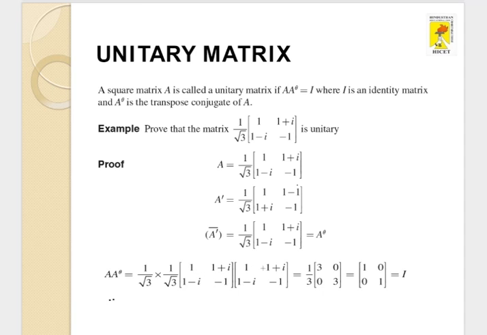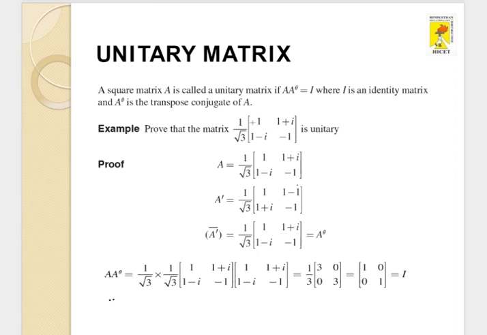When you multiply this, we will get 3 for the first one. When you multiply the next one, it will become 0. Then second row, first column will give you, when you multiply and add, 0. Then second row with second column will give you the total as 3. So we will get 1 by root 3 into 1 by root 3, which is 1 by 3, into 3 0 0 3. When you take this 3 inside, it will become 1 0 0 1, which is nothing but the identity matrix.